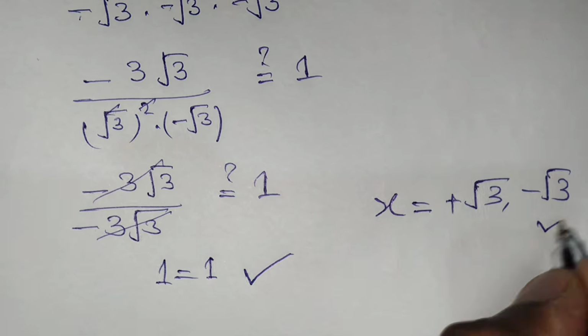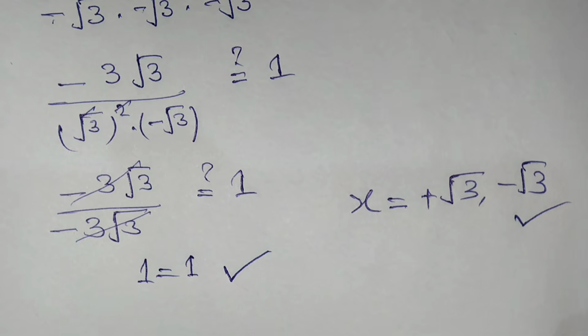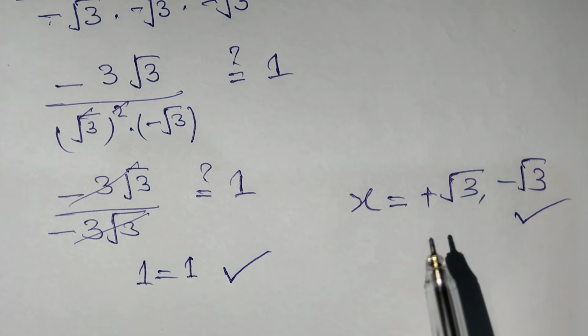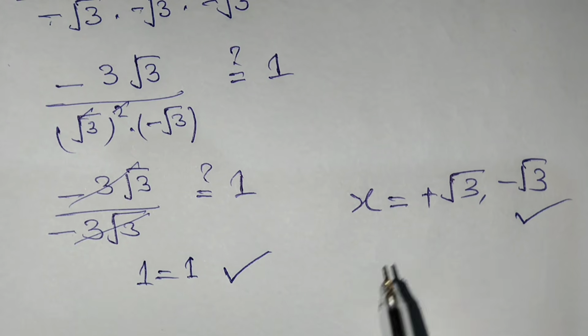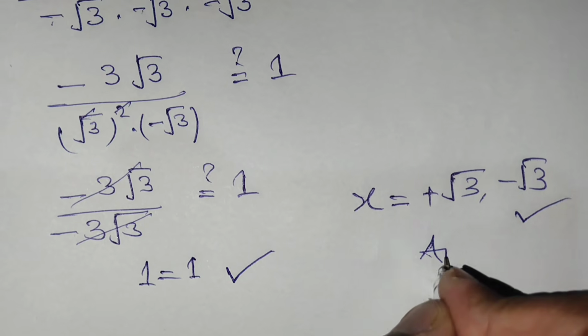There are two values of x which verify the given equation. X equals 0 does not verify, it is extraneous root. So the final answer is this.